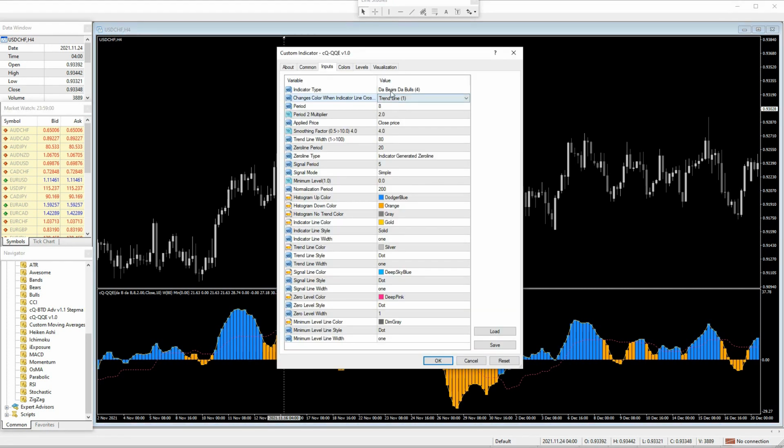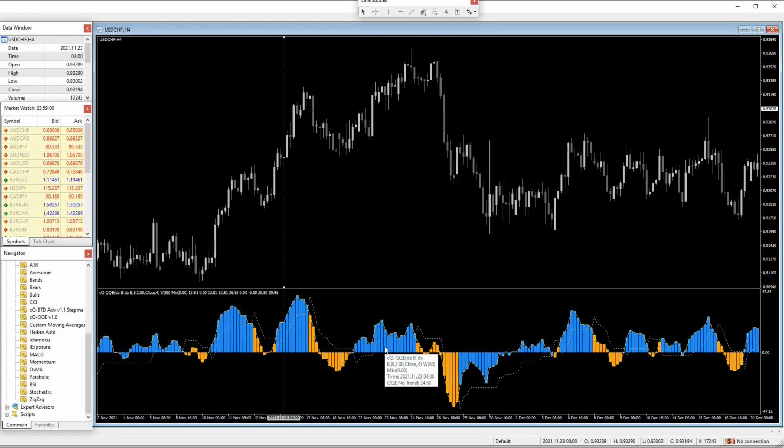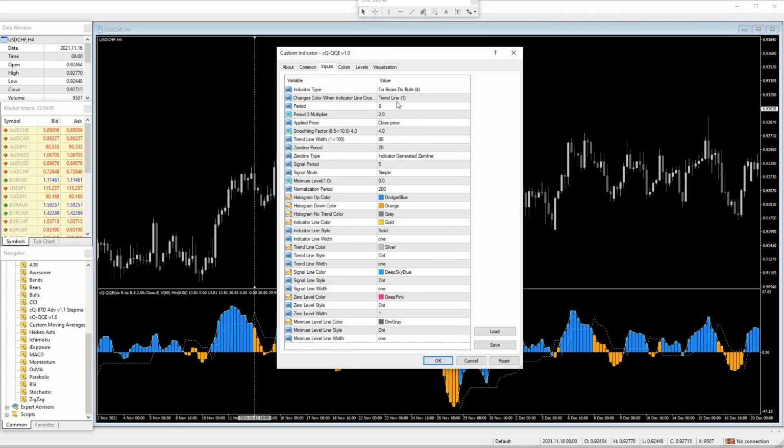So the trend line is the default. That's the normal QQE system. And again, you can use this as an exit, like you could exit there, for example, or you could exit on this one. If you got in down here, you could exit there, that kind of thing.